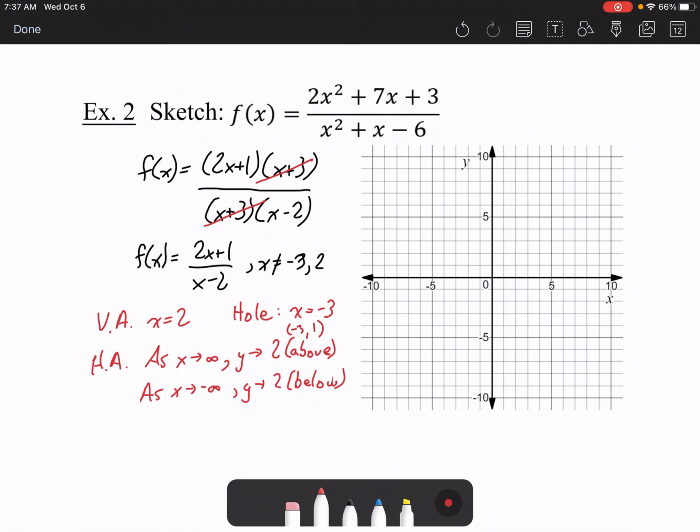This one does have a y-intercept and an x-intercept. If I substitute 0 into the original function, I'll get 1 over -2. So our y-intercept is -1/2, or (0, -1/2). Our x-intercept: when can the numerator equal 0? Well, that's when, again, x equals -1/2. Different point, that would be (-1/2, 0).